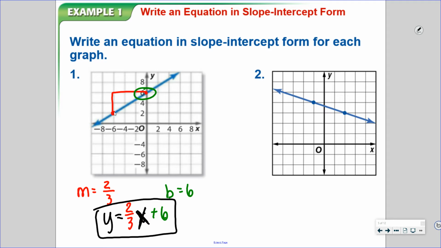Okay, questions? Number 2. Go ahead, folks. Calculate the slope. Start with the slope.